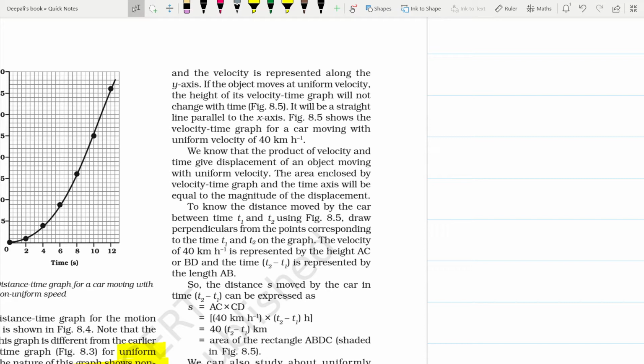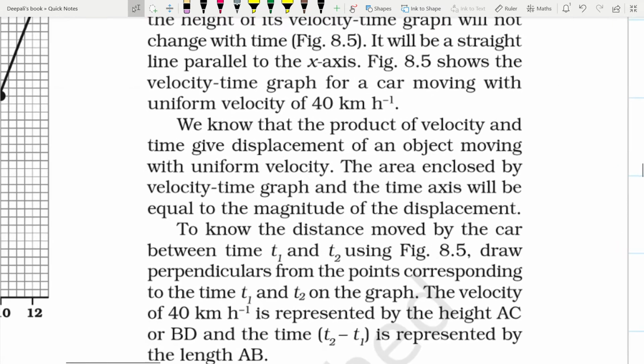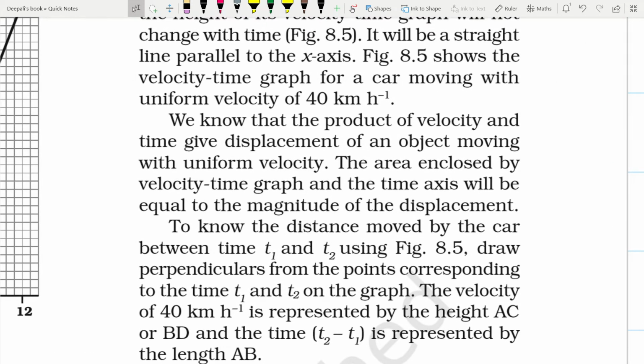If the object moves at uniform velocity, the height of its velocity time graph will not change with time. It will be a straight line parallel to the x-axis. Figure 8.5 shows the velocity time graph of a car moving with uniform velocity of 40 kilometers per hour. We know that the product of velocity and time gives displacement of an object moving with uniform velocity. The area enclosed by the velocity time graph and the time axis will be equal to the magnitude of displacement.